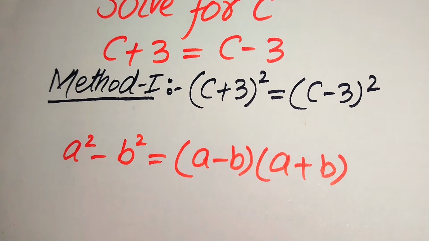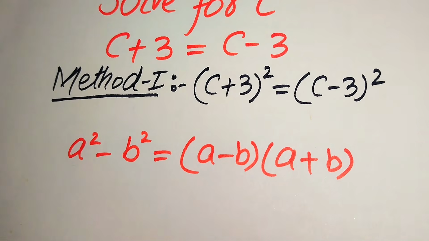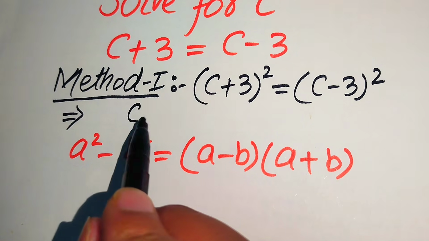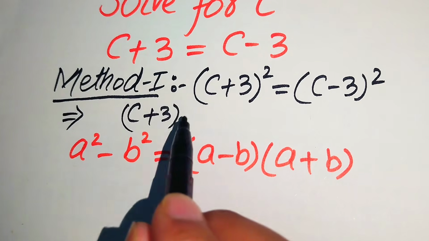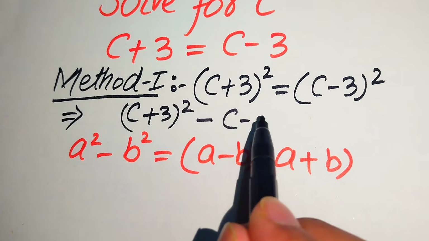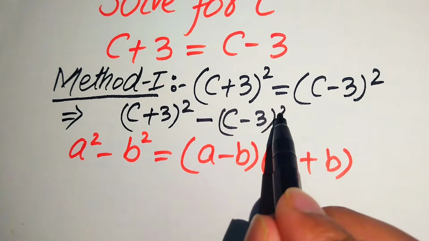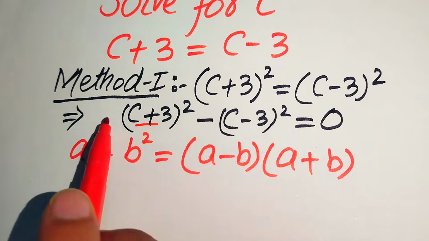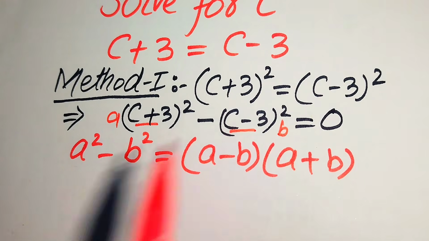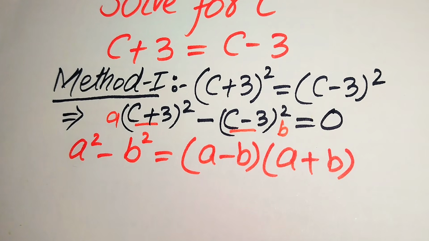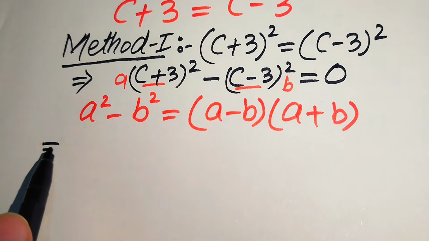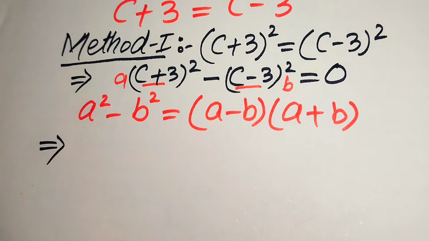We apply this algebraic formula to the above equation. We move c minus 3 whole squared to the left hand side, and it becomes c plus 3 whole squared minus c minus 3 whole squared, and this whole equation is equal to 0. Now the base of the first term is our a and the base of the second term is our b, so we apply the values of a and b into this formula.